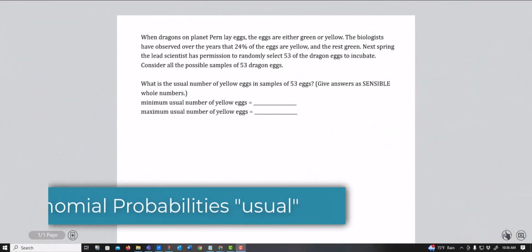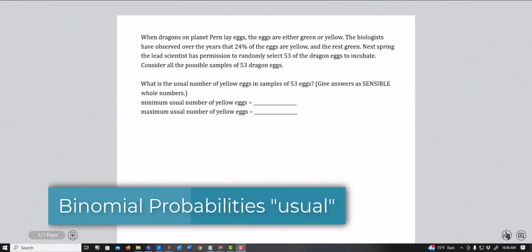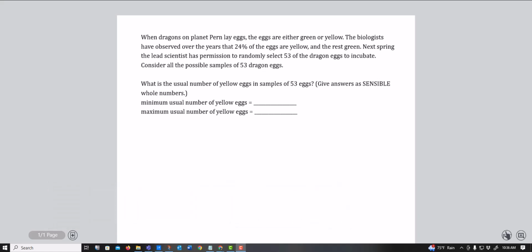All right, we're given some information. It says when dragons on the planet Pern lay eggs, the eggs are either green or yellow. The biologist has discovered over the years that 24% are yellow and the rest are green. So if 24% is yellow, the rest would be 76%, right? Or 0.76.